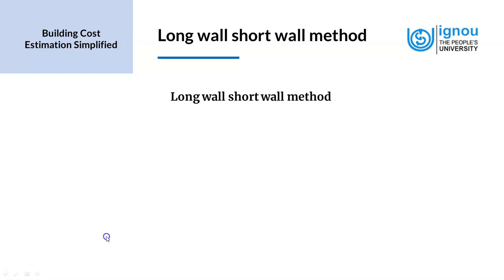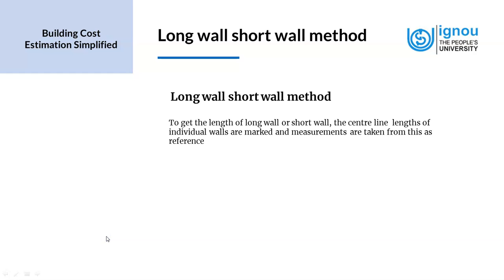In the long wall short wall method, to get the length of the long wall or short wall, the center line lengths of the individual walls are marked and measurements are taken from this as reference. So first, we take the central line of the walls, and this is in a symmetric building. We are assuming that the foundation, the wall, the plinth, etc. are in symmetry, and this is a very important aspect. So first of all, we mark the central line of the individual walls.